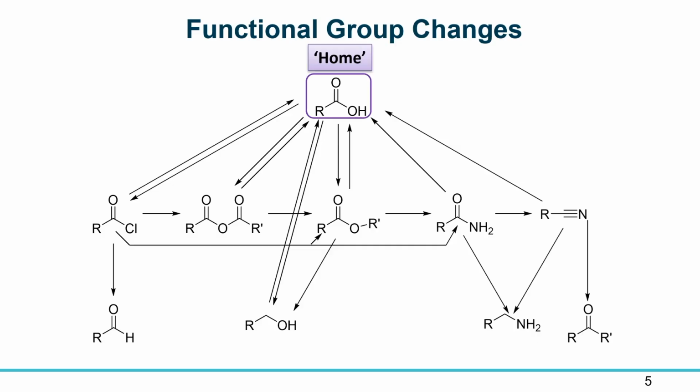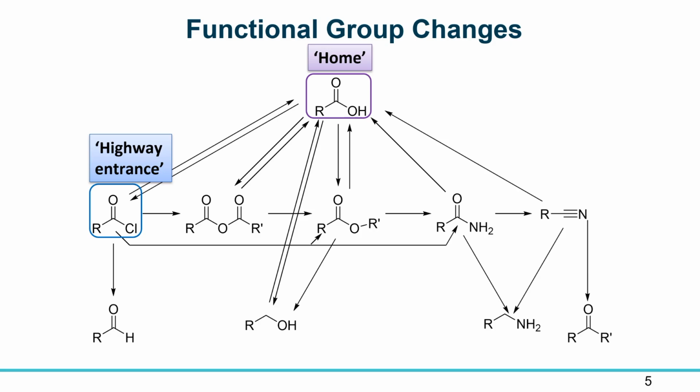From almost any place in the reaction web, you can return home to the carboxylic acid, usually by an acid or base catalyzed hydrolysis. Acid chlorides can be thought of like a highway entrance near your home. They allow for the fastest and most convenient arrival at most destination functional groups, because acid chlorides are the most reactive and versatile carboxylic acid derivative.